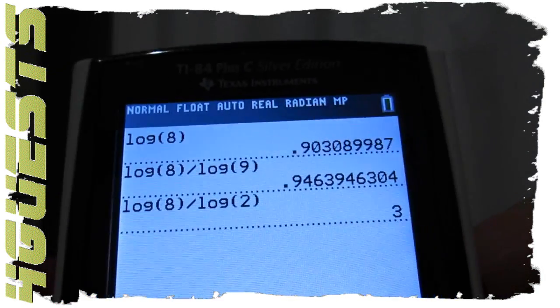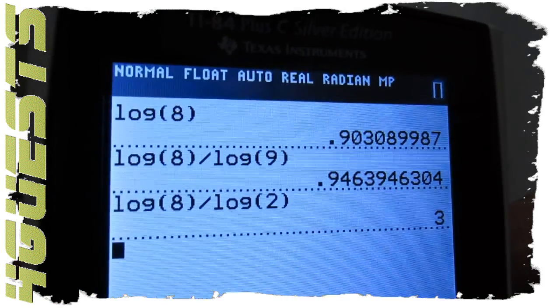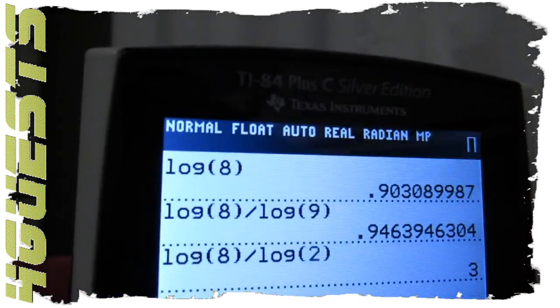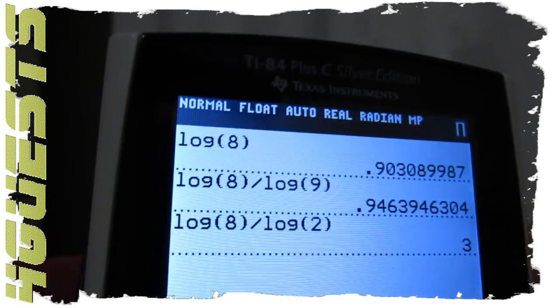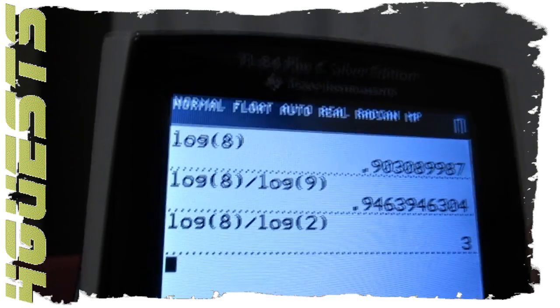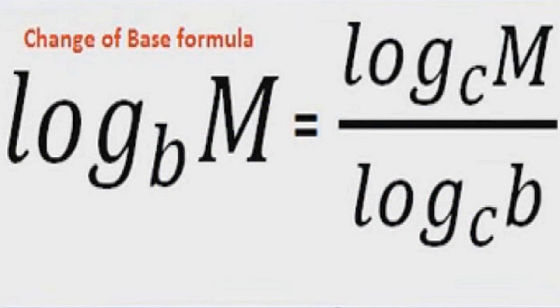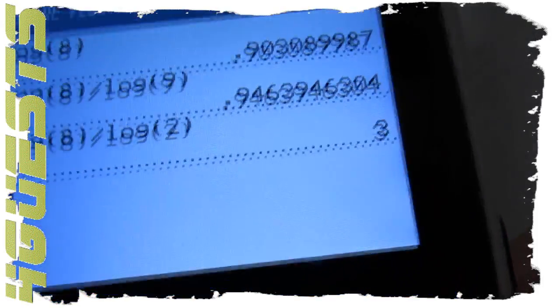So that's basically the way you do it on a calculator to change the base. Because log means log base 10, if you want another base, you just take your integer that you want a log of and divide it by the base. And then you will get your answer.